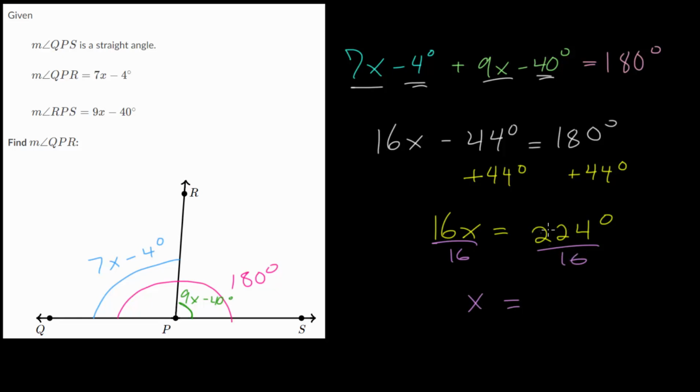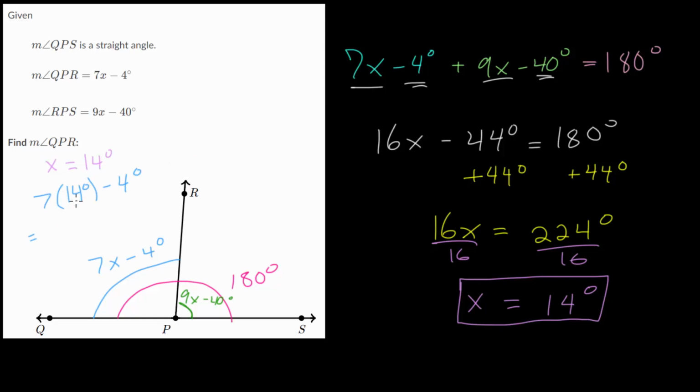And 16 goes into 224. Well, it goes into 22 once, and there would be 6 left over. And then 16 goes into 64 4 times. So it looks like 16 goes into 224 14 times. So x would be 14 degrees. And from this information, we can figure out what this measure of QPR is equal to. So QPR, that's our blue one. We're going to plug that in. That x is 14 degrees. So we have 7 times 14 degrees minus 4 degrees.